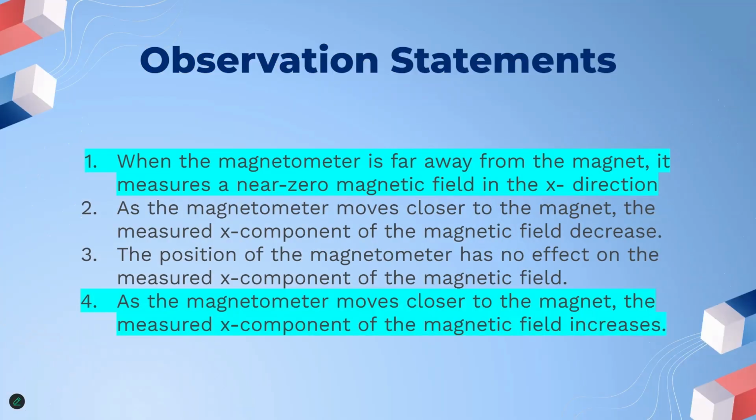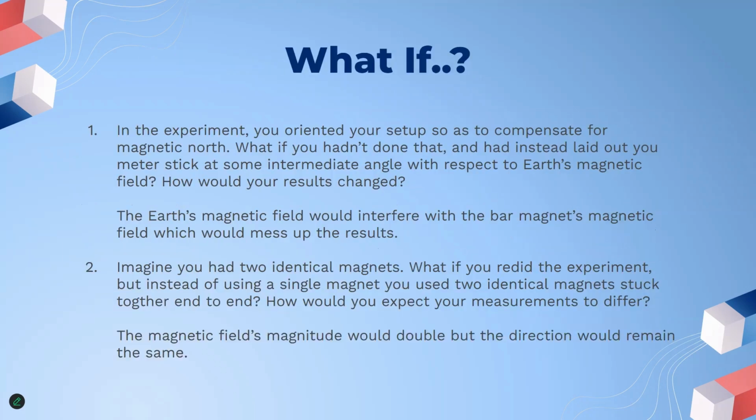Some of the observational statements are shown, but only the first and fourth are true for this experiment. In this experiment, when the magnetometer is far away from the magnet, it measures a near zero magnetic field in the x direction, and as the magnetometer moves closer to the magnet, the measured x component of the magnetic field increases.